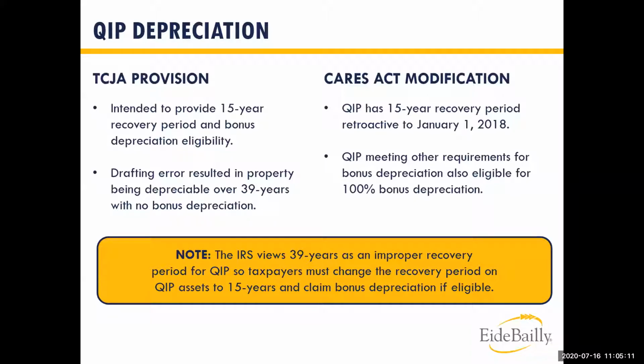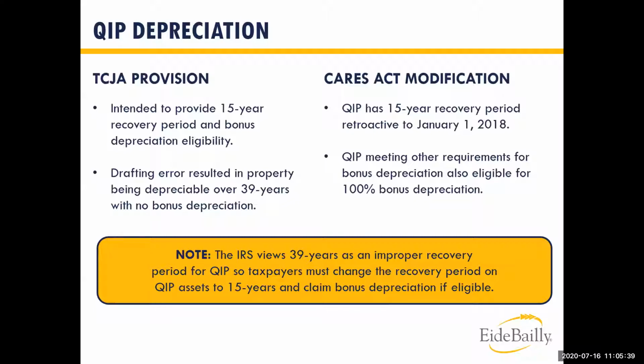And it's extremely important to note that as a result of this legislation, the IRS now views the use of a 39-year life for QIP as an improper method of accounting. So if you have any fixed assets that meet this definition, you must change the recovery period. If you do not, you could lose some of the tax deductions you are otherwise entitled to. I think that's been a surprise to a lot of our clients.